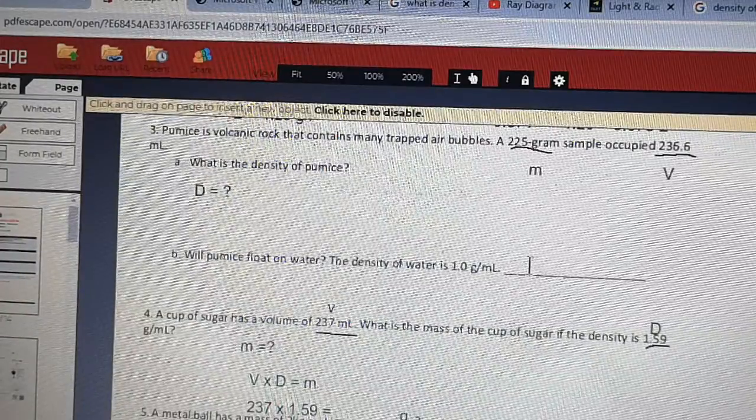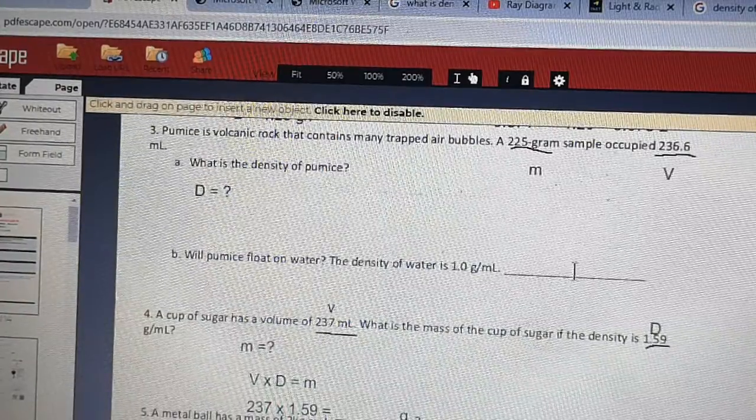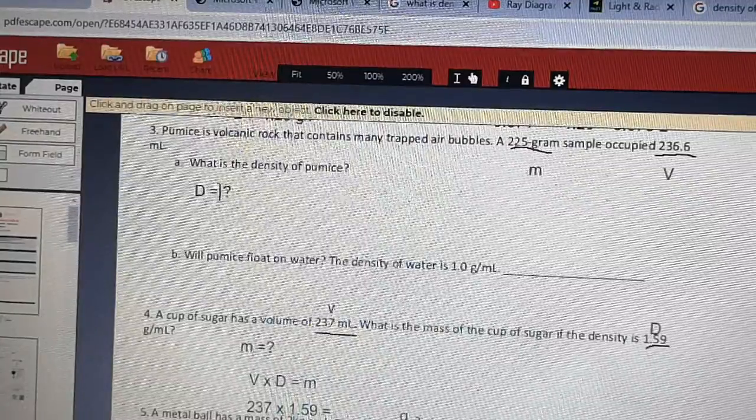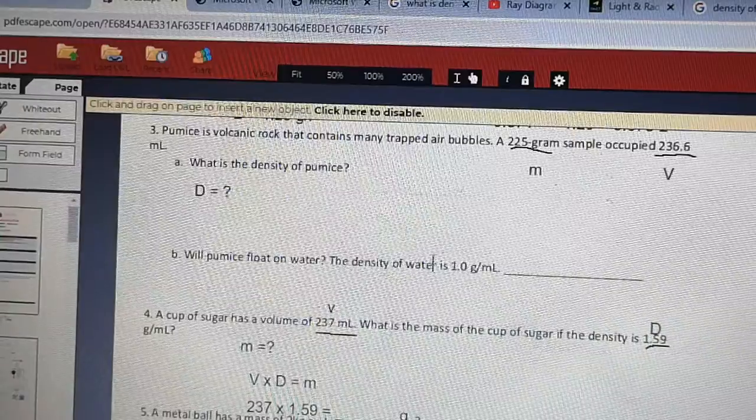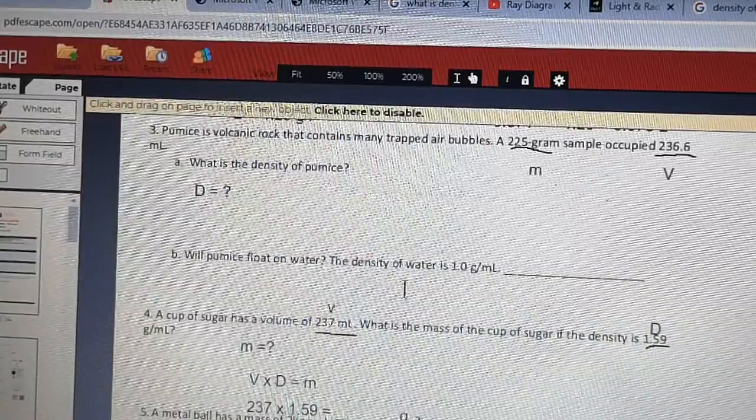Alright, so try this as well. This is a bit harder, part B. You just need to write yes or no after you find the density and you compare it to this 1. The density of water is 1 gram per milliliter.